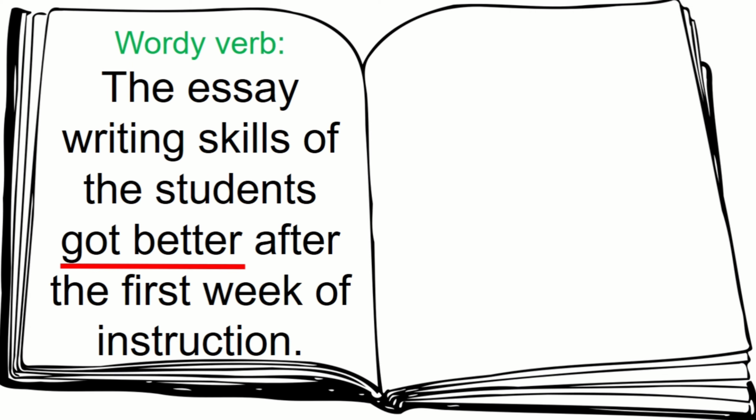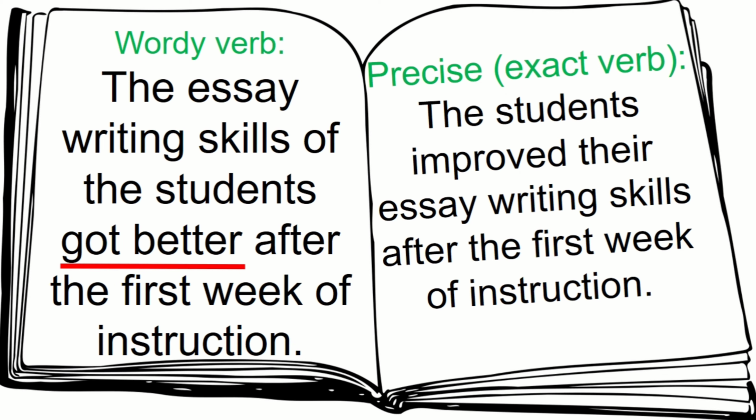And to make this precise, if there is a single and exact word that we can use instead, and still mean got better, then we should use that. So we can say, the students improved their essay writing skills after the first week of instruction. So instead of using the verb or verb phrase got better, we replaced it with more specific or exact verb, improved.